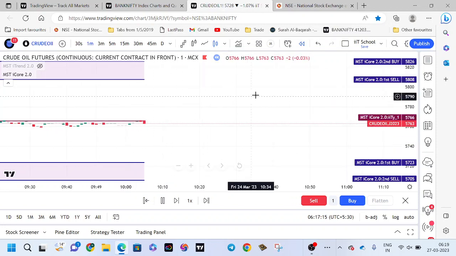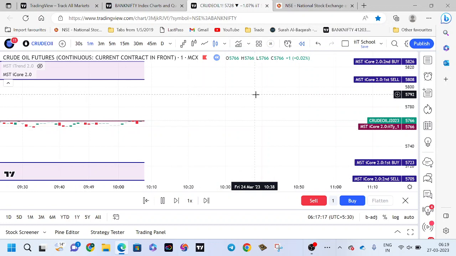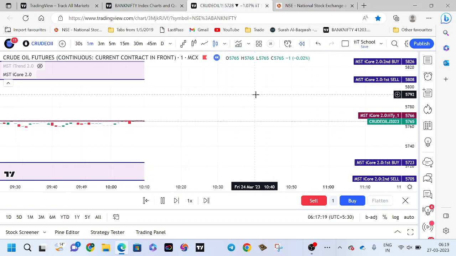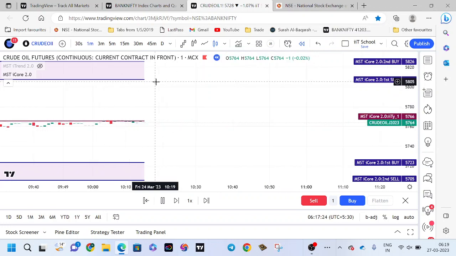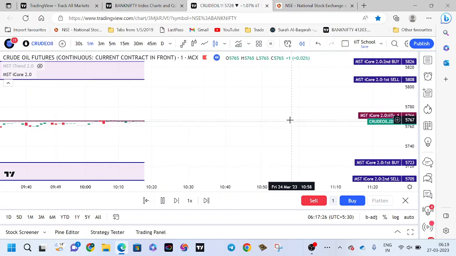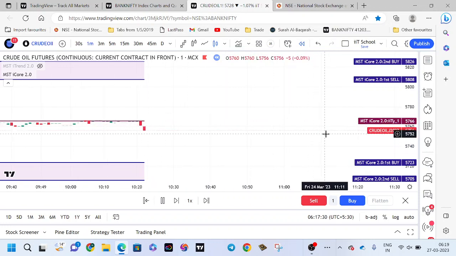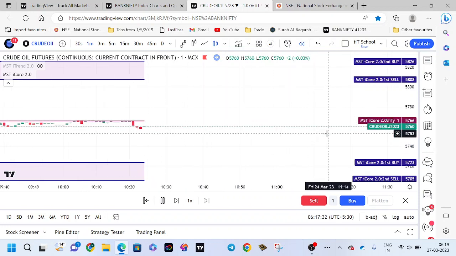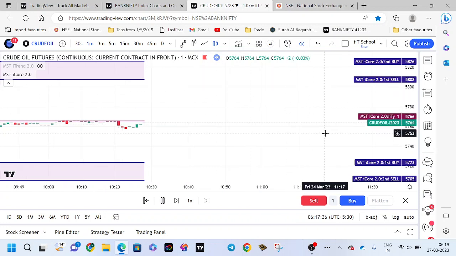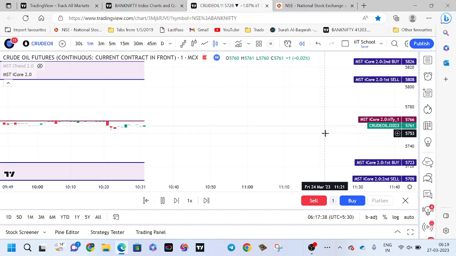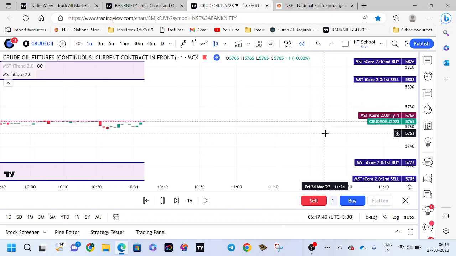If it is reaching 5723, we will be buying. So in crude oil, we have options trading also. When it reaches 5808 nearby, you can buy a 5800 put option, or you can buy a 5750 put option, or if you are a seller, you can sell a 5800 call option. So whichever you want to do, you can do depending on your capital.